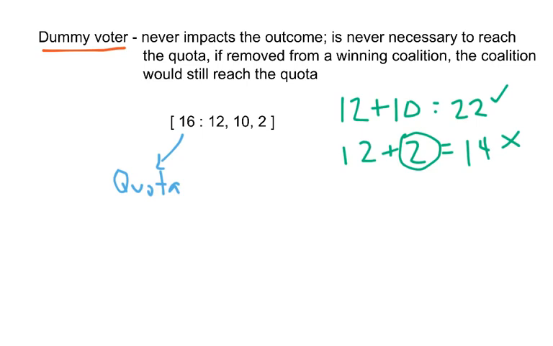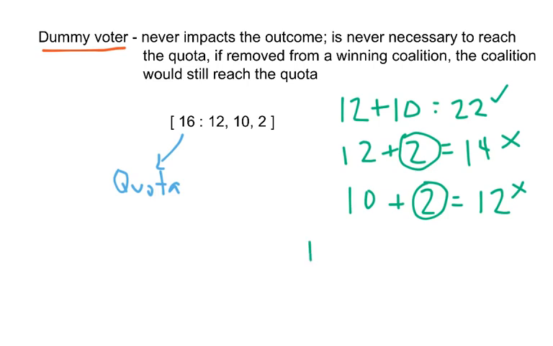The 12 wouldn't have been able to pass it by themselves. Adding the 2 voter didn't make a difference. The 10 plus the 2 doesn't reach the quota. So notice the 2 voter had no impact because the 10 wouldn't have been able to pass it by themselves. They aren't able to pass it if they add the 2 in.